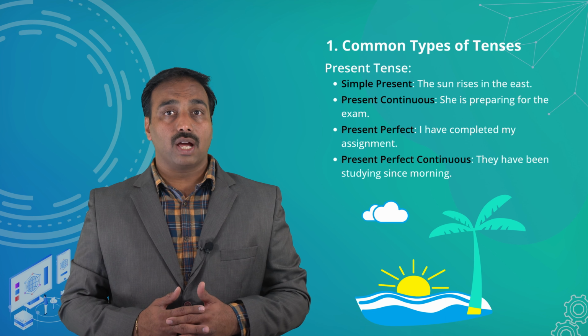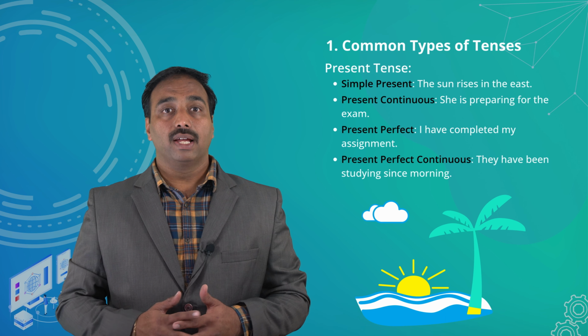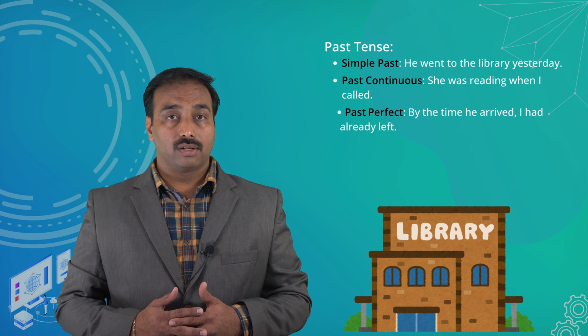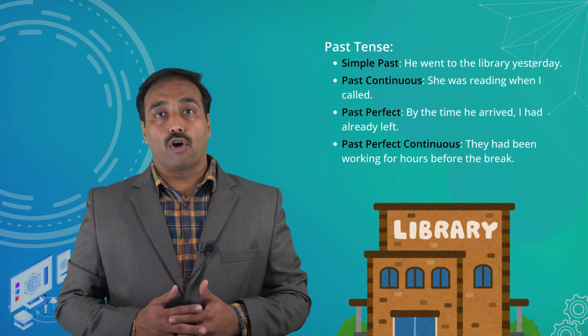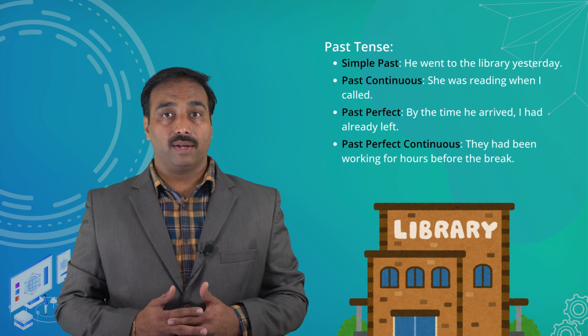Present perfect continuous is used for actions that started in the past and are continuing. For example, they have been studying since morning. Past tense. Simple past is used for completed actions in the past. For example, he went to the library yesterday.